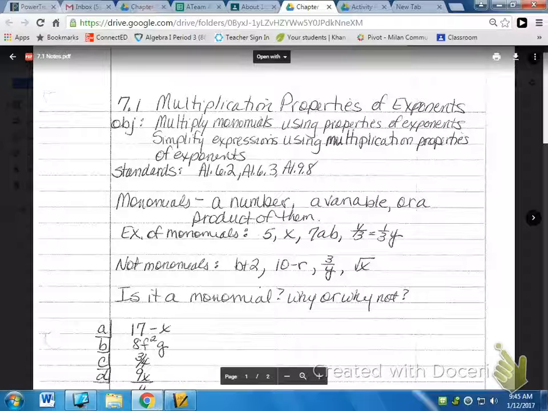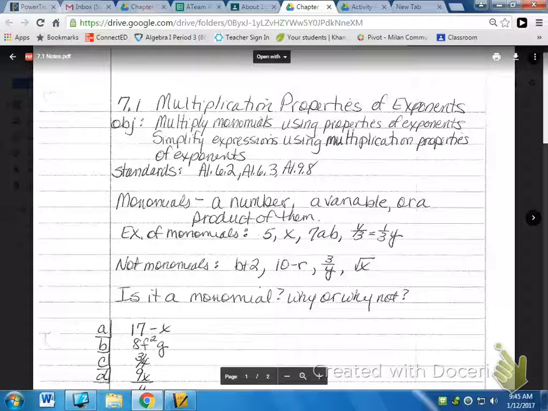You have been given this definition of a monomial before, back in pre-algebra. This is kind of a pre-algebra thing, knowing what a monomial is. A monomial is a number, a variable, or a product of them. Some examples of monomials are just the number 5. That's a monomial. Mono means one. So it's just one number, variable, or product. There's no pluses or minuses between them.